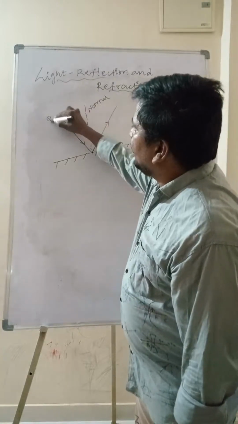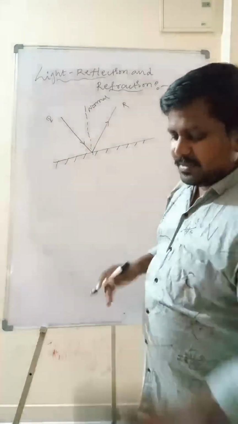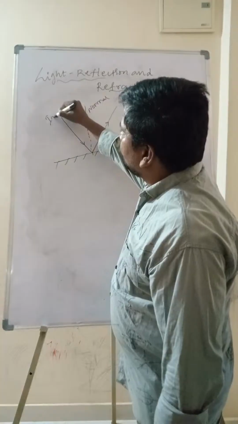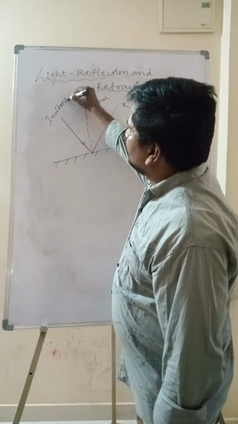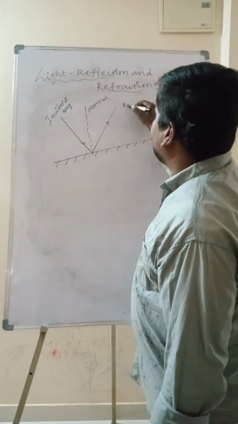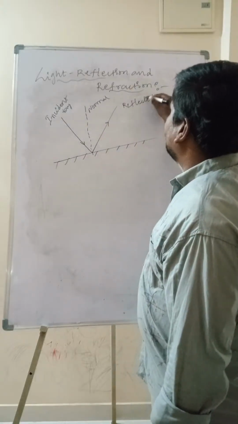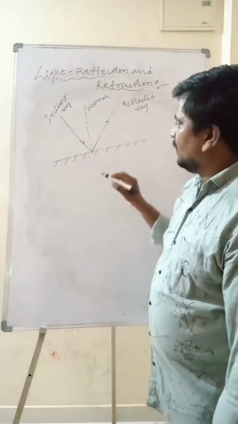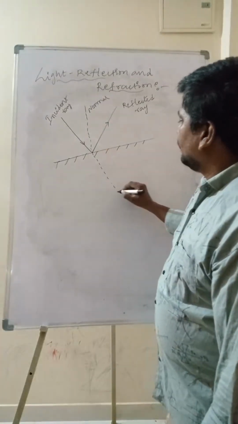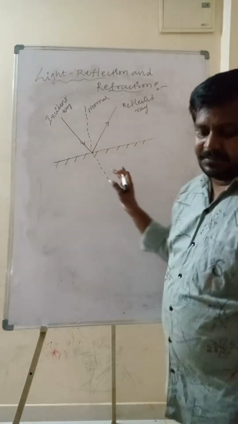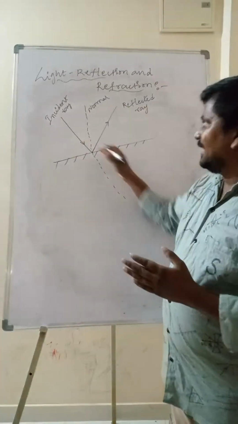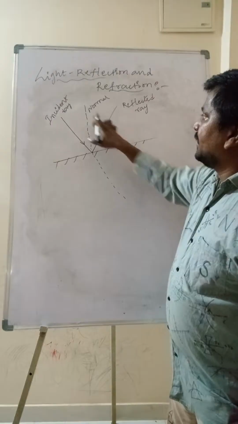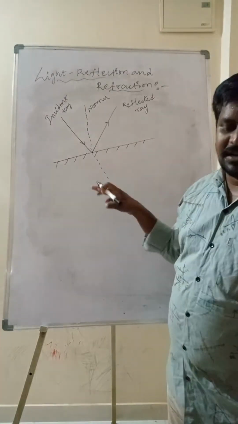So this is the incident ray, the reflected ray. Here I am taking this as the incident ray, and this will be the reflected ray, and this will be considered as the normal line. Here I am considering the undeviated line, which is the initial direction of the incident ray. So incident ray, reflected ray, normal line.